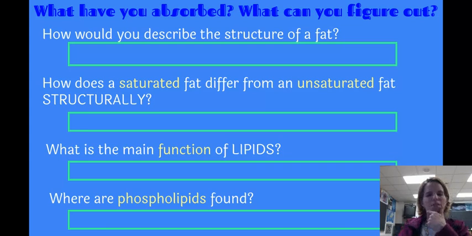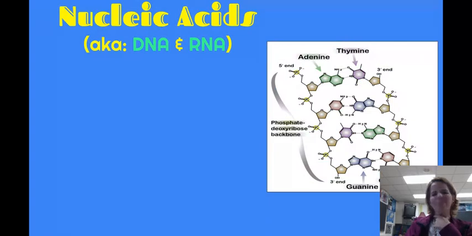What is the main function of lipids? They're for energy storage. Carbs were quick energy. Lipids are energy storage. And then finally, where are the phospholipids found? They are the main component of cell membranes. Check your work, make sure your answers are correct. I've only got a minute left, you guys.